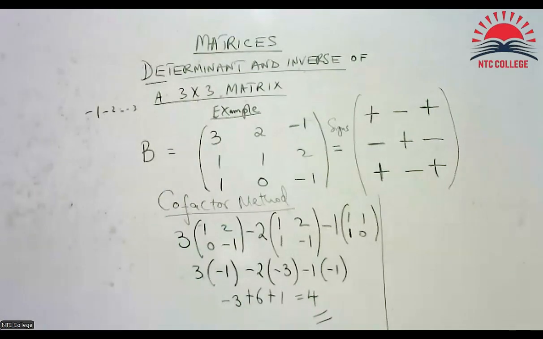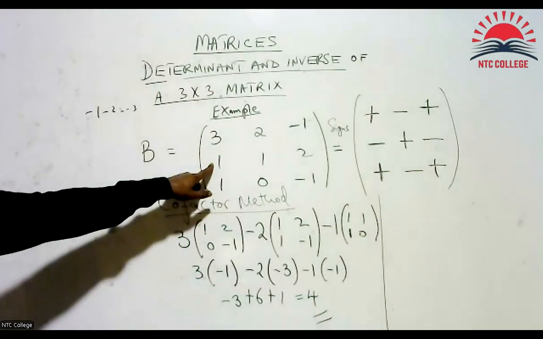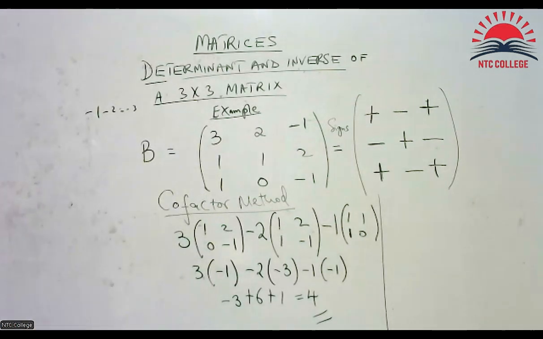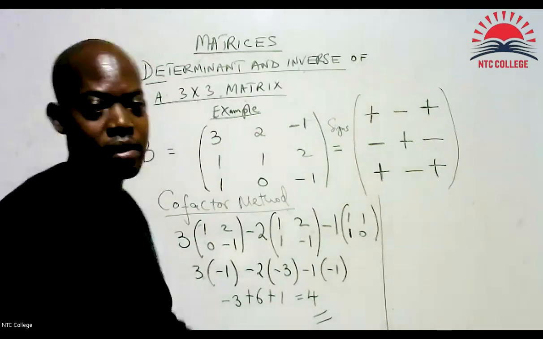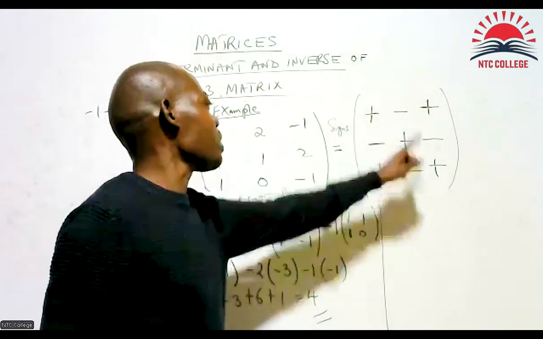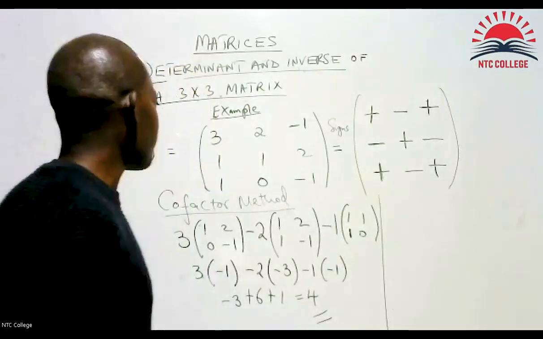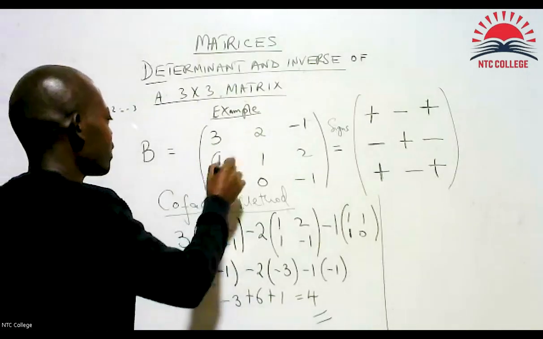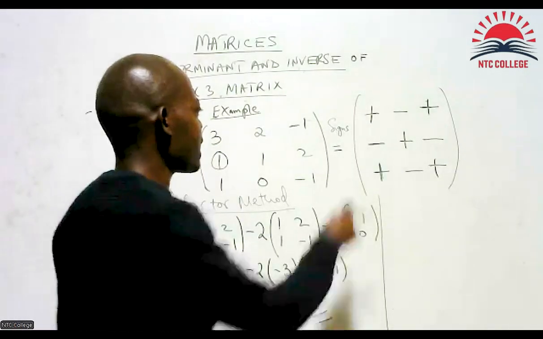Remember, we have said we are using row 2, using the same method to obtain our determinant. We are going to use row 2. Now, the signs still read minus, plus, minus. So what did we have to do with that? Row 2, the first element is 1. So the sign is minus.